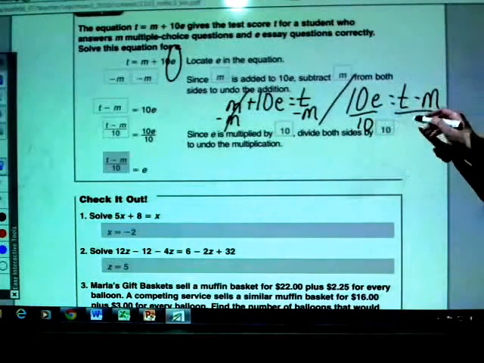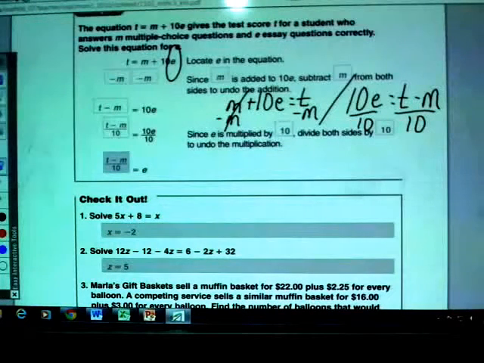Now, some of you are saying, oh, that's not going to be fun. That's going to be a lot of work there. No, it's not. There is no work to do. We're not combining these. We're not simplifying these. Our goal is to just get everything over to the right side. And I've done that. What I have here is my solution, fully simplified. That's as far as I can go. E equals t minus m over 10 is how I've solved the equation for e.